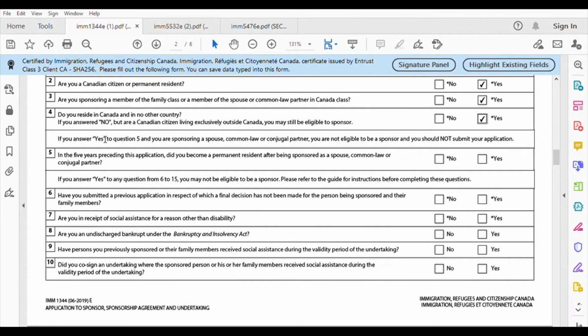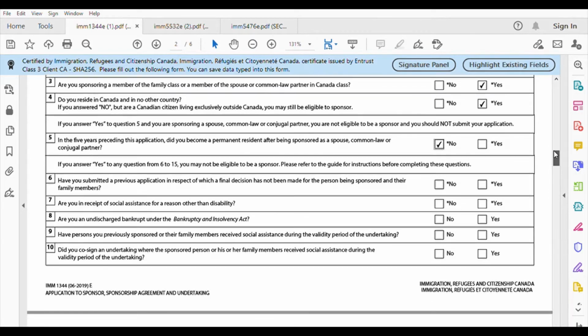If you answer yes to question 5, you are sponsoring a spouse, common law, or conjugal partner. You are not eligible to be a sponsor and you should not submit your application. In the 5 years preceding this application, did you become a permanent resident after being sponsored as a spouse or common law or a conjugal partner? So in our case, we say no. If you said yes, then you are not eligible to apply for the sponsorship.